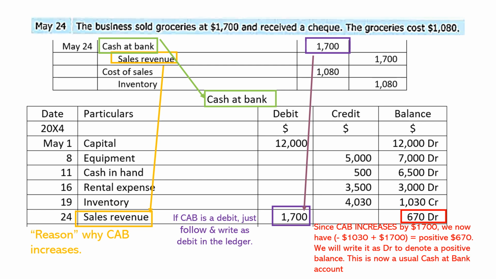Now let's look at our balance now. So remember, we had a negative balance previously, 1,030, which we name as a credit balance. Debit, now we have 1,700, which is a positive, right? So it is increased. So negative 1,030 plus positive 1,700 will give us positive 670. We have now moved back into the debit zone. We are now back into the positive, which is now a usual cash at bank account, no longer a bank overdraft. Hooray.